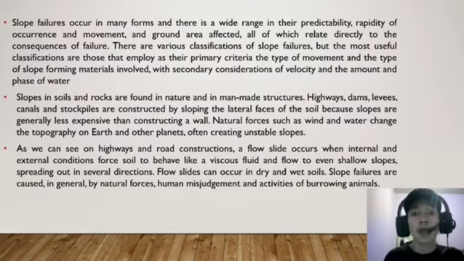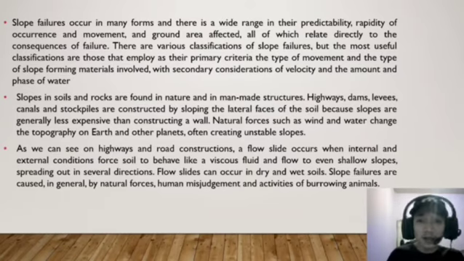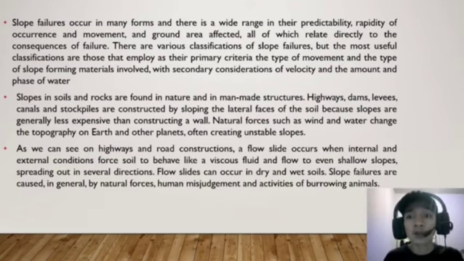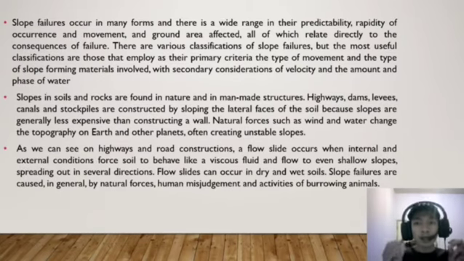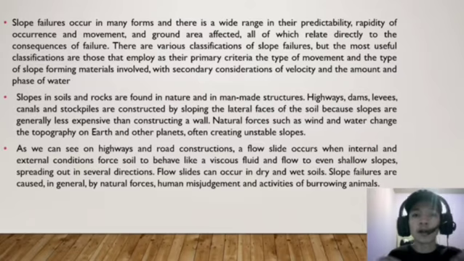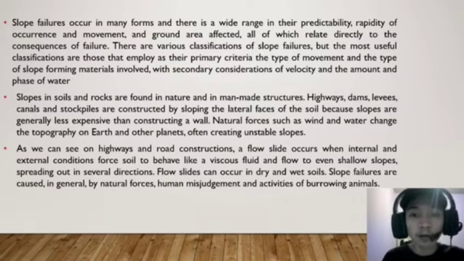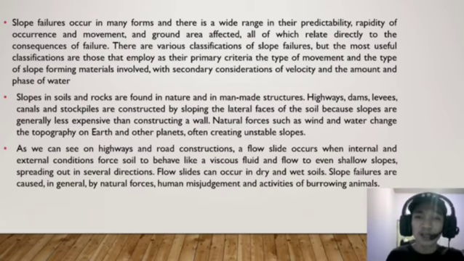Slopes in soil and rock are found in nature and in man-made structures. Highways, dams, levees, canals, and stockpiles are constructed by sloping the lateral face of the soil because slopes are generally less expensive than constructing a wall. As we can see on highways and dam construction, a flow slide occurs when internal and external conditions force soil to fail, to behave like a viscous fluid and flow even on shallow slopes. Spreading out in several directions, flow slides can occur in dry and wet soil.